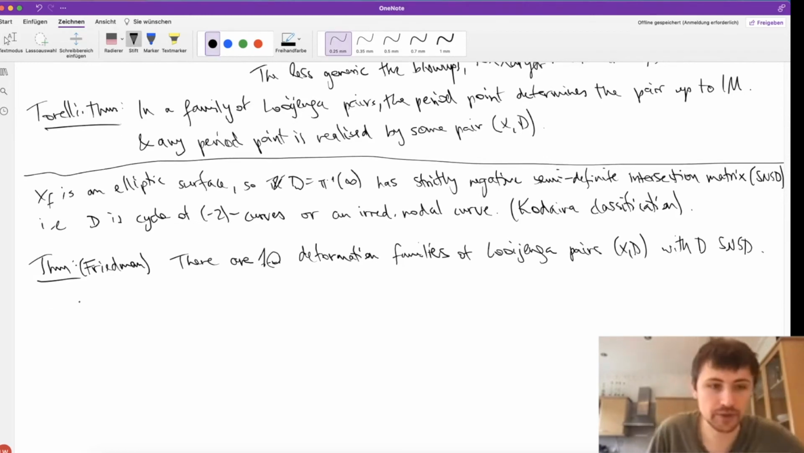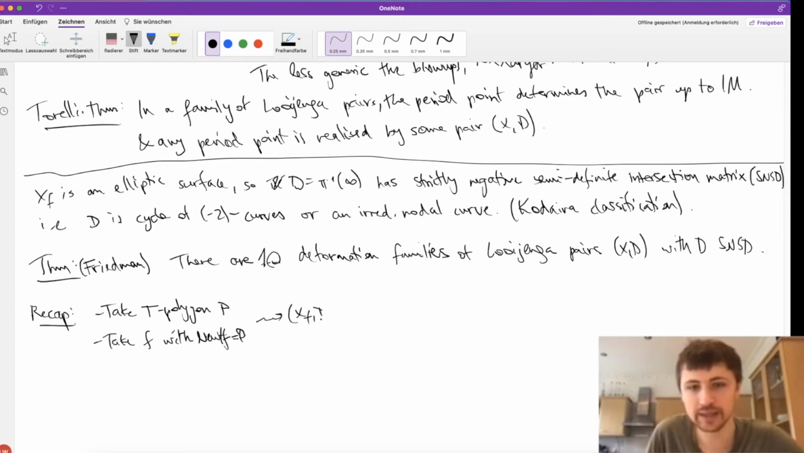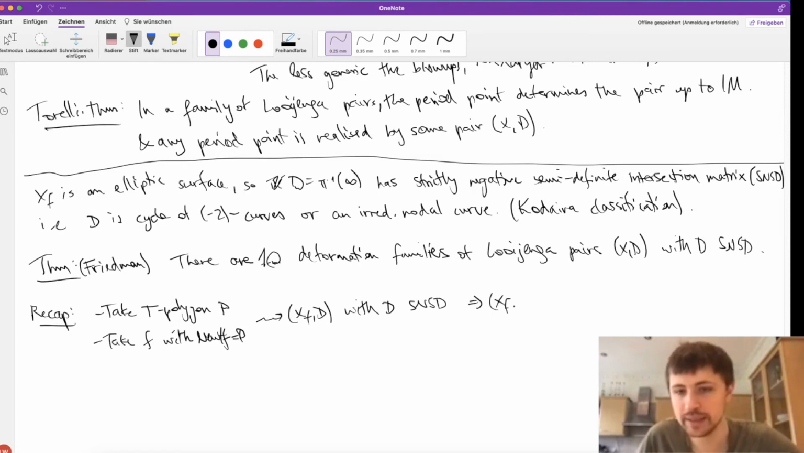So let's just recap what we've done so far. We started with a T-polygon. So take a T-polygon P. Take a Laurent polynomial F with Newton polygon of F equal to P. And this gives us a Looijenga pair (X_F, D) with D strictly negative semi-definite. And so by this theorem, (X_F, D) is a member of one of these 10 families.